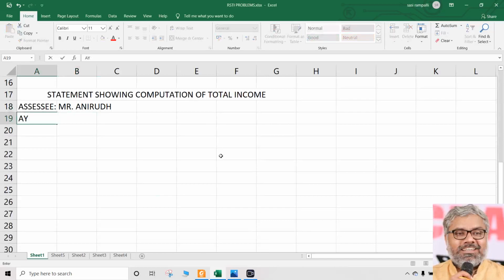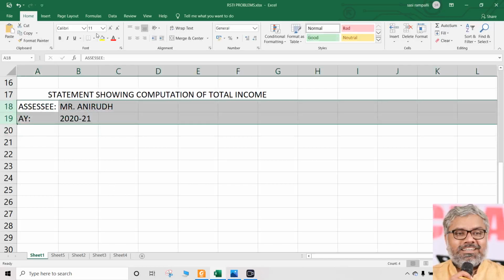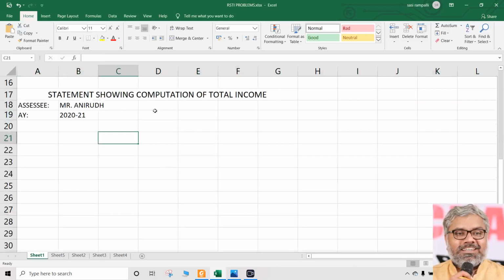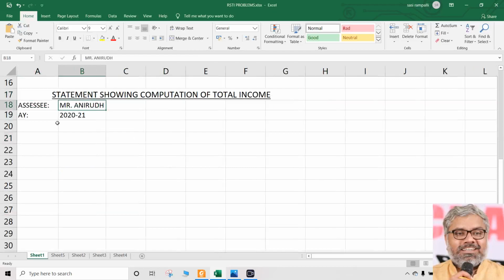Then assessment year. Assessment year is important to be noted. What is assessment year we are talking? That is assessment year 2020-21. Always write assessment year only. Question may give previous year, assessment year, whatever. But you write assessment year only. So in general, we have to write this also as part of the answer just below the statement showing computation of total income. That is a heading. So SSC's name is Mr. Anirudh, and assessment year is 2020-21.